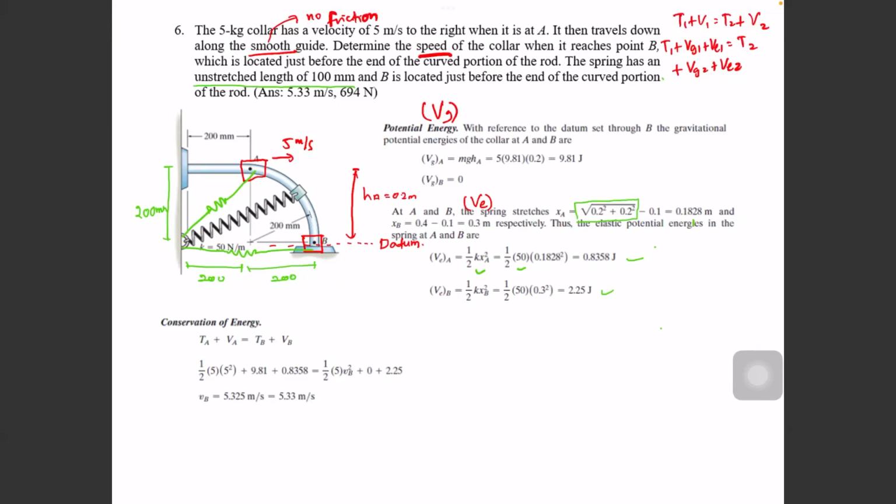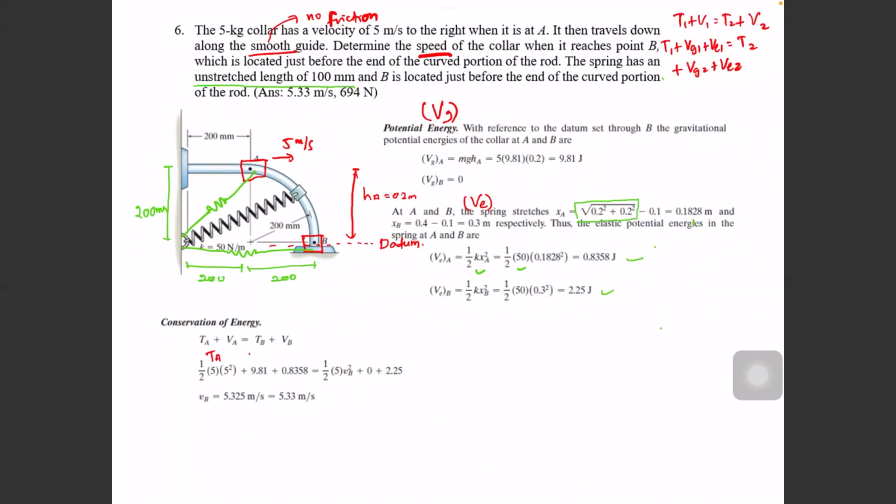Okay, kemudian masukkan ke dalam conservation of energy punya equations. So you have TA plus VA is equals to TB plus VB. Tadi saya pakai T1 and T2. Okay, that's no problem. You can use AB or 1 ataupun 2. Alright, so this is your TA.